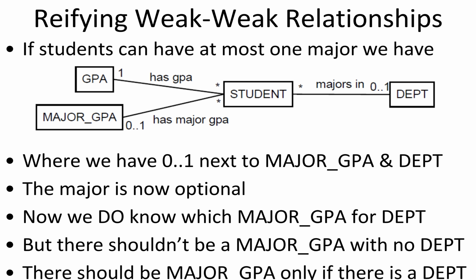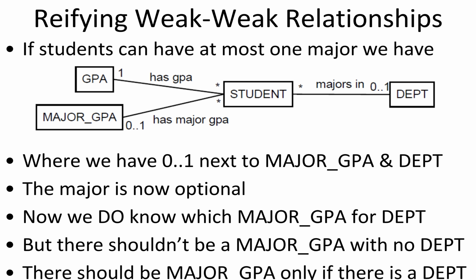But notice that because it's hanging off of this student over here, there's kind of no enforcement that if there's no department, I should not have a major GPA either. There's no enforcement here. I could inadvertently not have a department and by mistake have a major GPA. My data model is not enforcing that optionality.